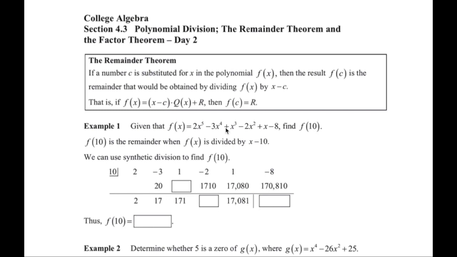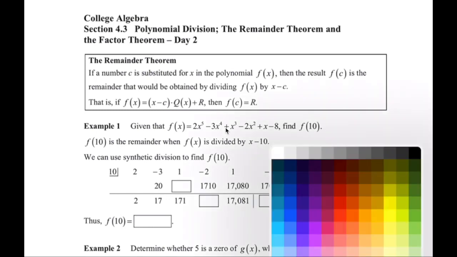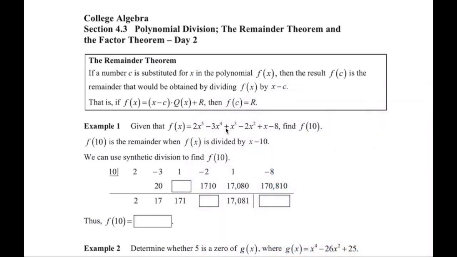So if I'm given f of x is equal to 2x to the 5th minus 3x to the 4th plus x cubed minus 2x squared plus 8x minus 8, we want to find the value, our function value of f of 10. Now remember that if I have f of 10, this is really saying that my x value is equal to 10. So when I substitute this in utilizing our synthetic division of 10 here, we bring down the 2.